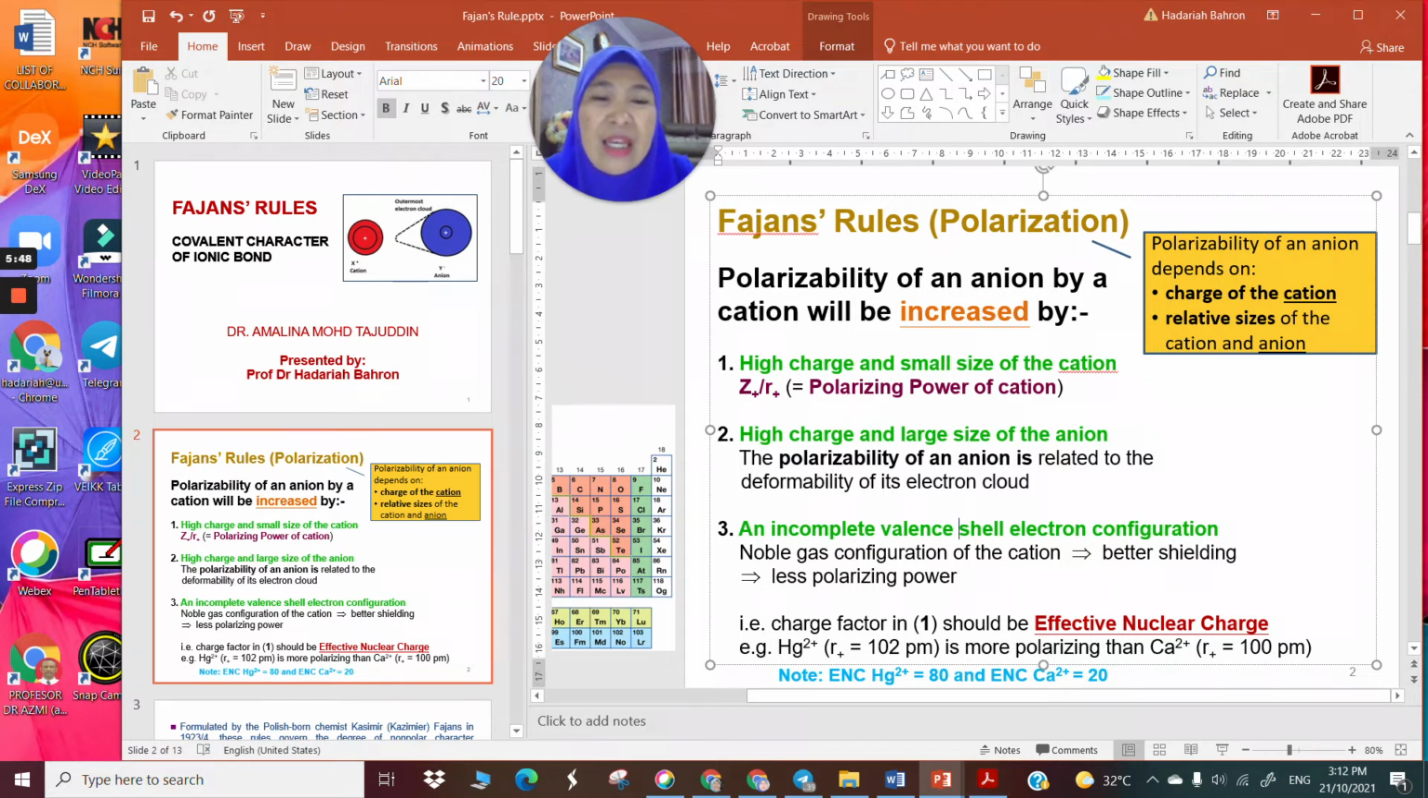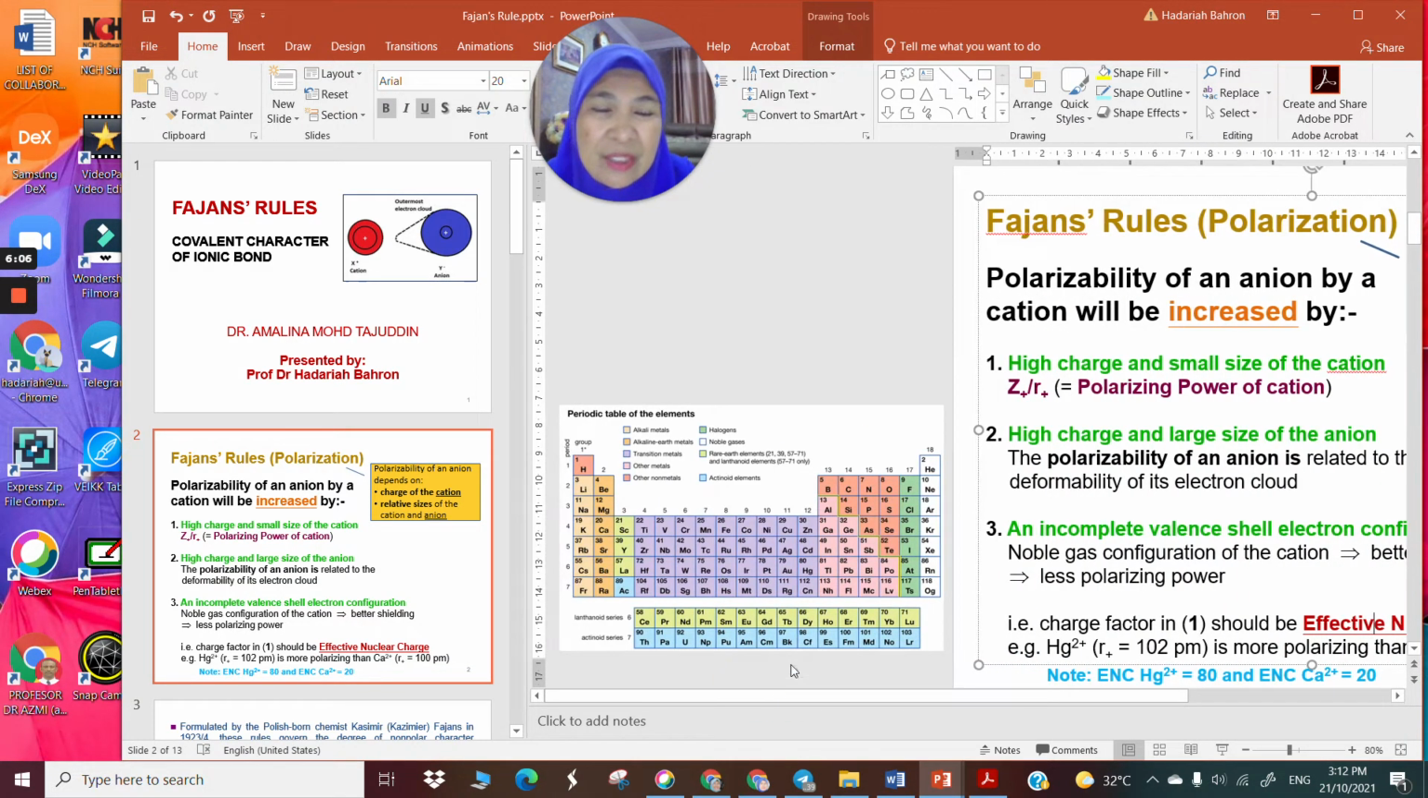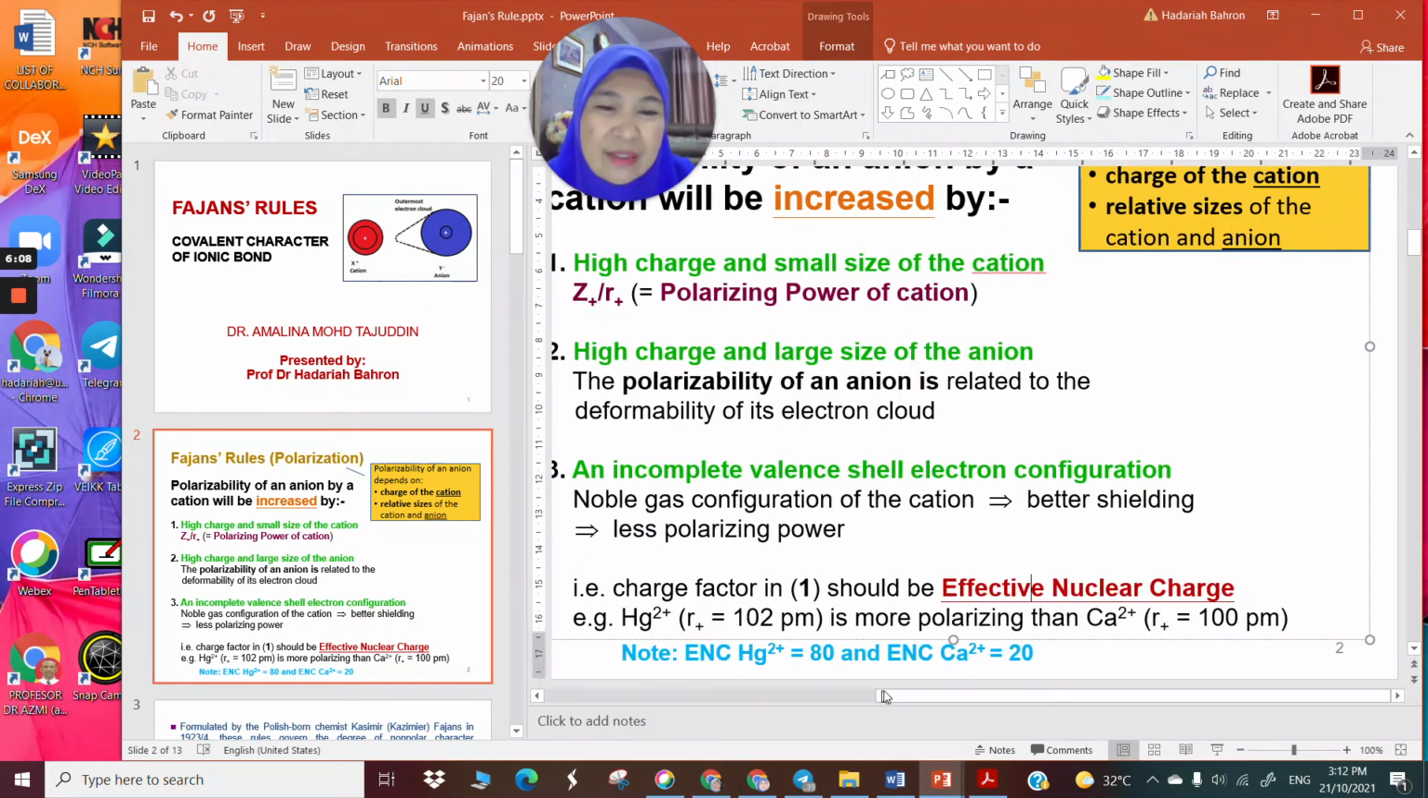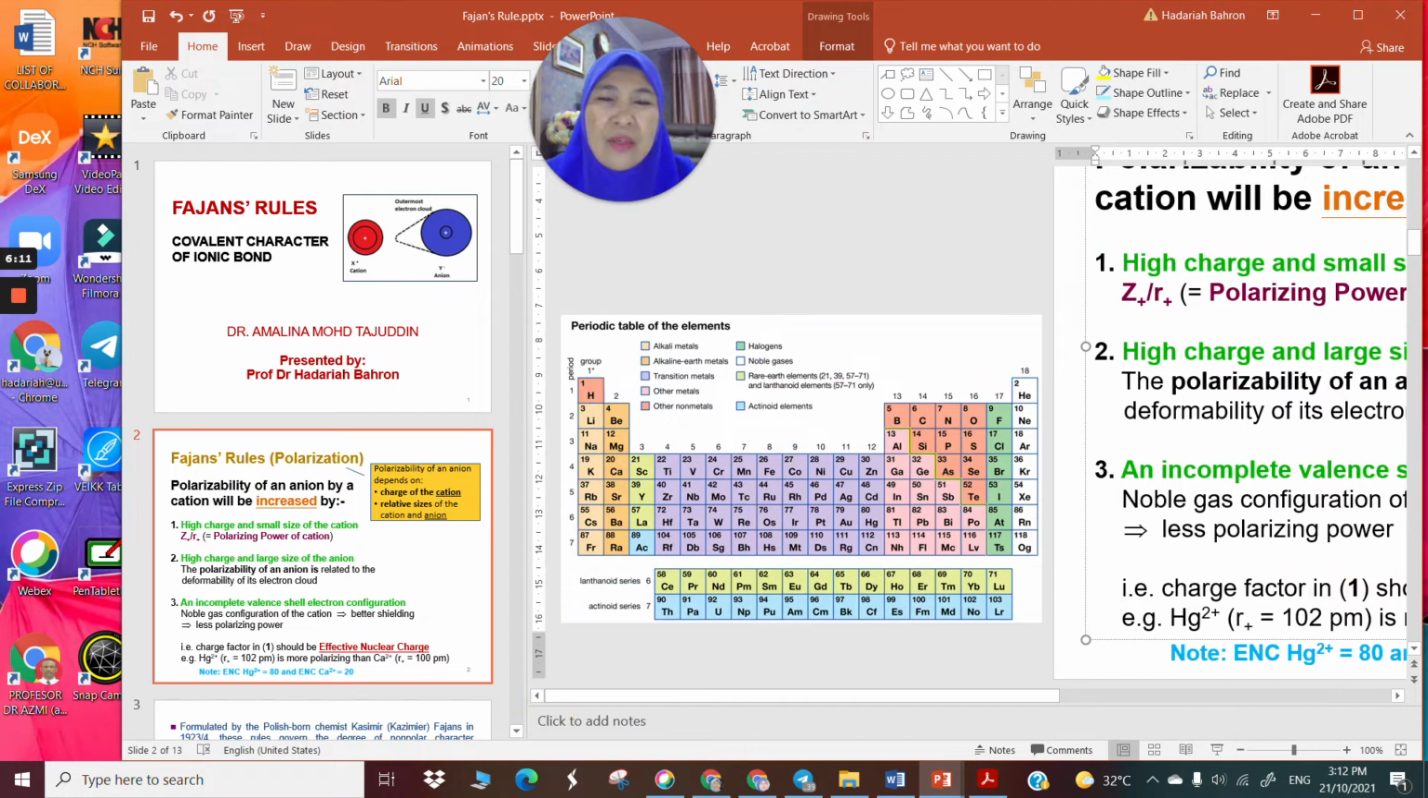For example, the charge factor that we are talking about in here is the effective nuclear charge. How do we know the effective nuclear charge? Look in the periodic table. Just make it bigger a bit. I'm sorry about that. So if you want to know the nuclear charge of any element, you look at the atomic number, because the atomic number is exactly the same as the number of protons in the nucleus. And the number of protons in the nucleus is the nuclear charge.